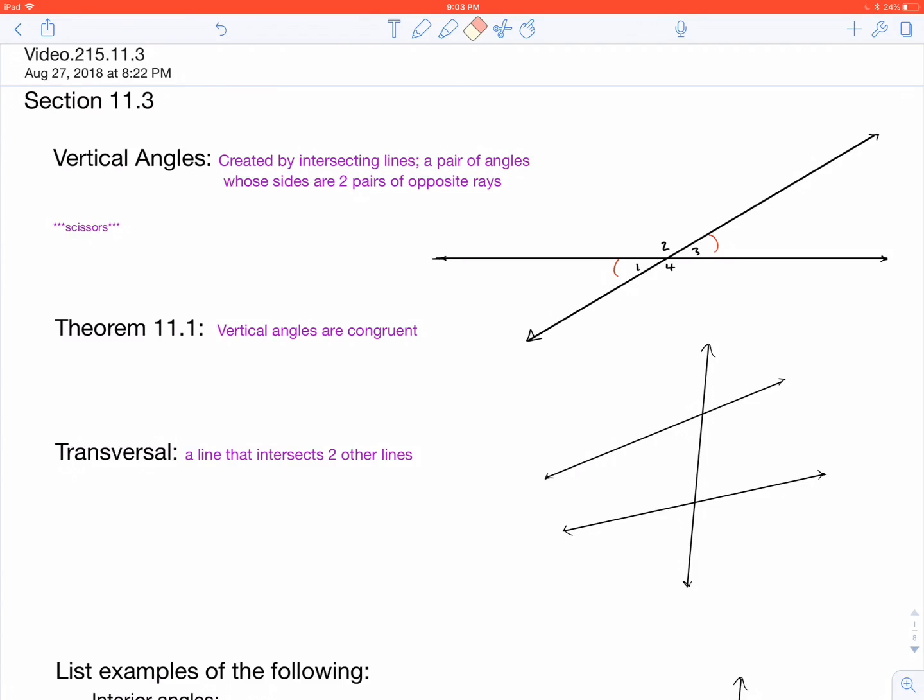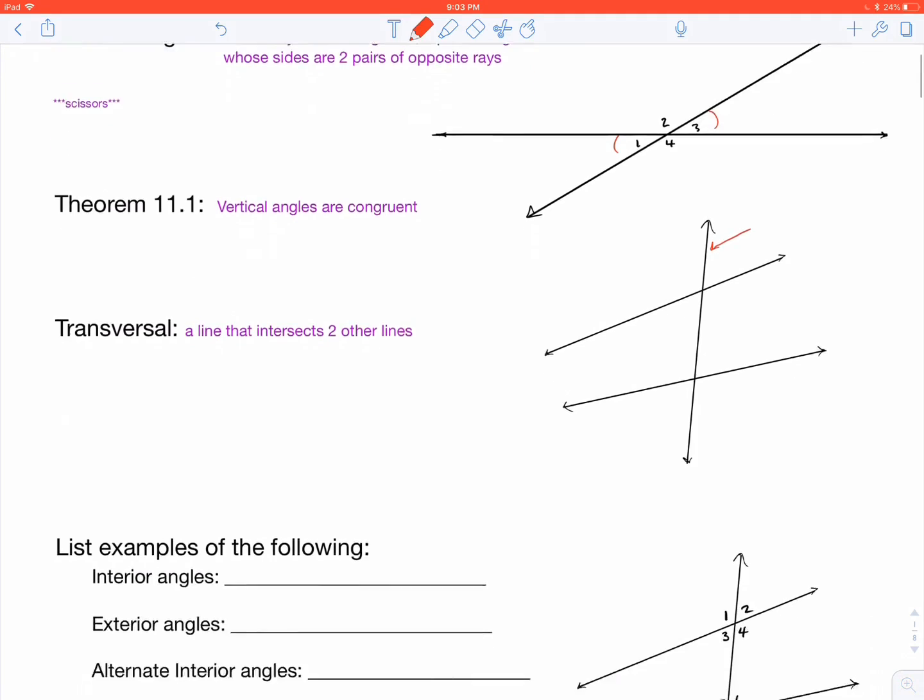Transversal. A transversal is simply a line that's going to intersect two or more lines, usually two other lines. So we would look at this line right here as my transversal. It is crossing over two other lines.